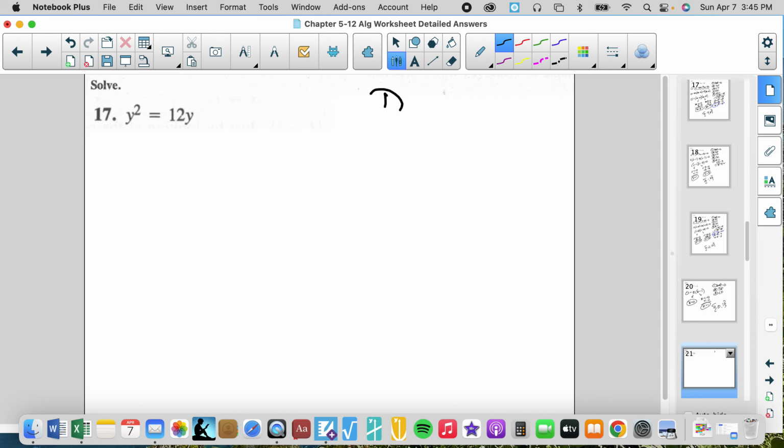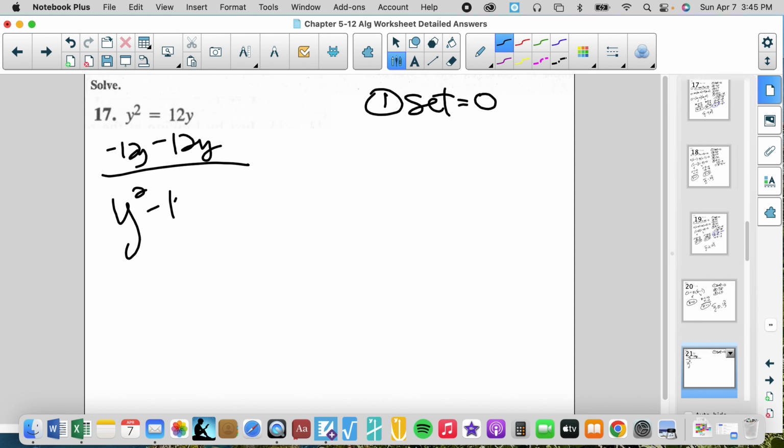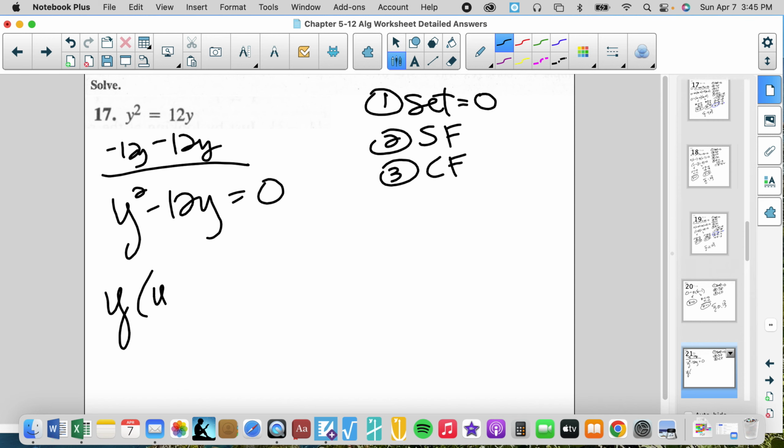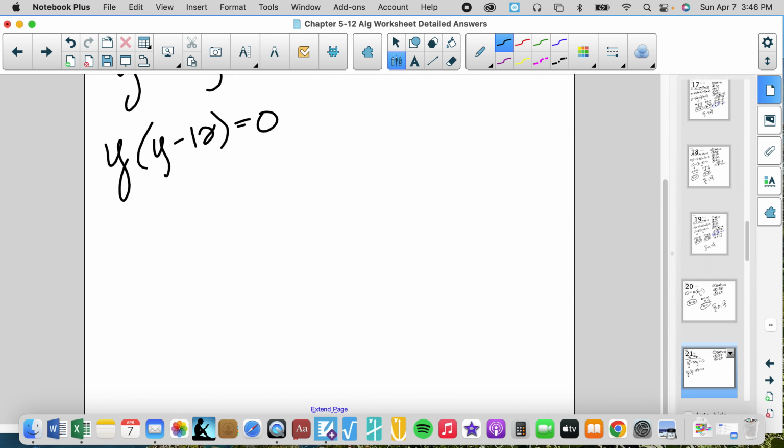So number 1, set equal to 0. It's not equal to 0. So we have to subtract 12y. These are unlike terms, so we get y squared minus 12y equals 0. Standard form, yes. Common factor, yes. We can take out a y. You get y minus 12 equals 0.